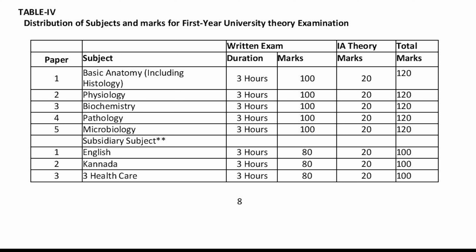In first year, we have 5 main subjects to study. First, basic anatomy. Second, physiology. Third, biochemistry. Fourth, pathology. Fifth, microbiology. Besides that, there are subsidiary subjects. But all these subsidiary subjects are conducted by the college itself and the result is sent to the university. But the main 5-subject exam is conducted by the university.